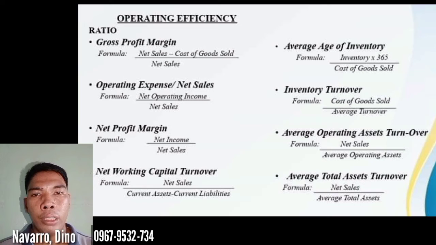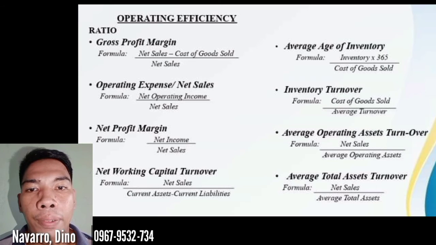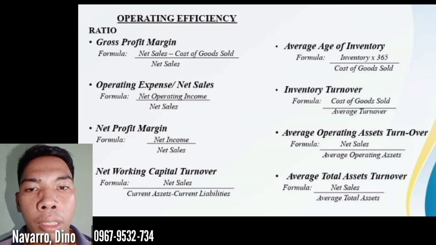Average age of inventory formula: inventory times 365 divided by cost of goods sold. Average age of inventory estimates the average number of days that the goods and inventory are on hand. Inventory turnover formula: cost of goods sold divided by average inventory. Inventory turnover reflects merchandise efficiency and inventory quality, and the amount of working capital laid up in inventory.